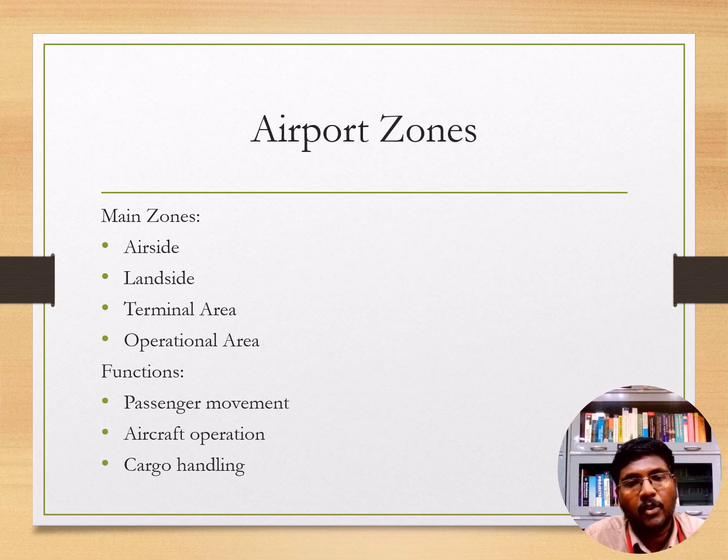Next we see about what functions should be carried out. First of all, passenger movement from one point to another should take place. Next we see about the aircraft operation, nothing but landing and takeoff operations. Finally, cargo handling means loading and unloading of goods should take place.